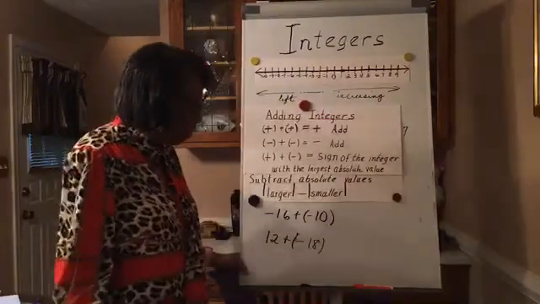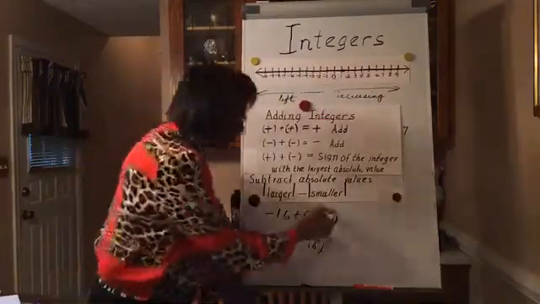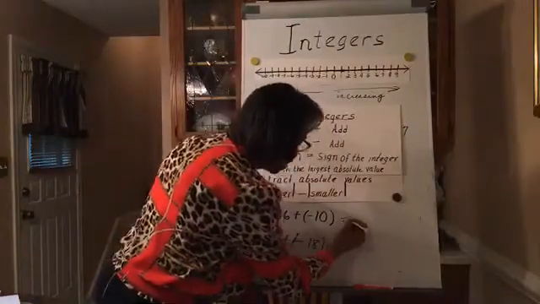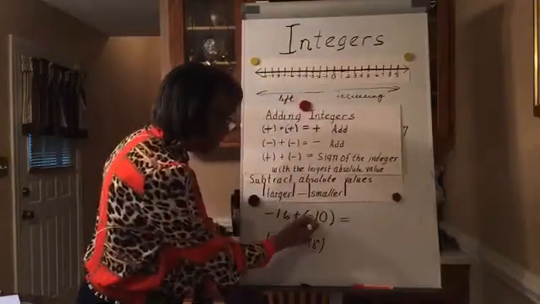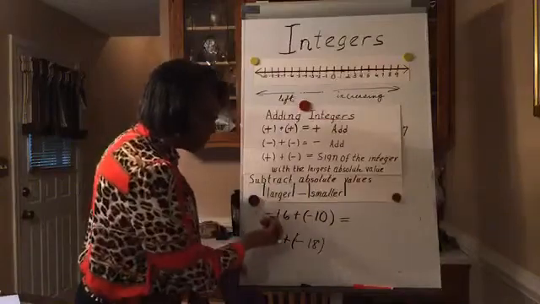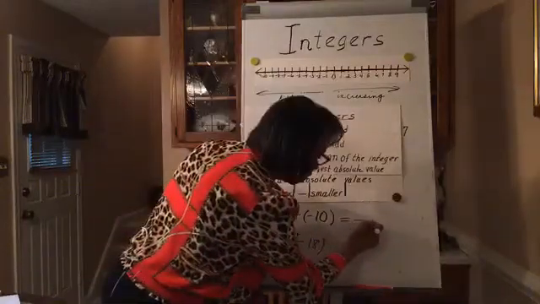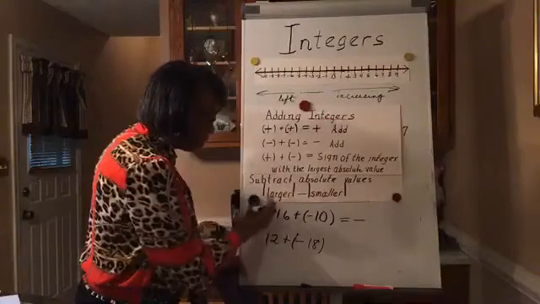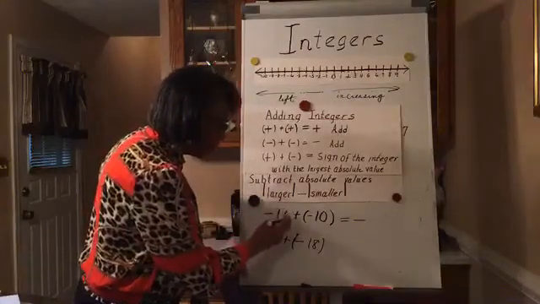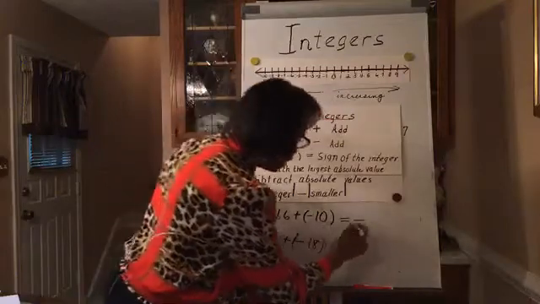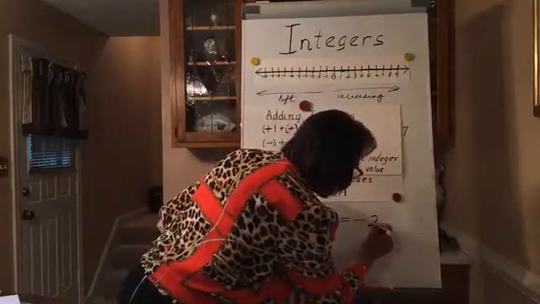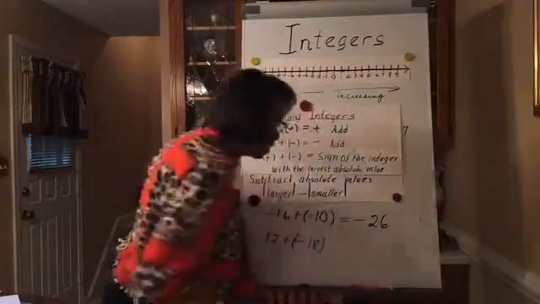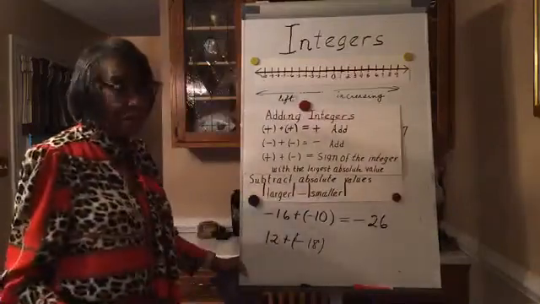I'm sure everyone has finished the first one by now. Negative 16 plus negative 10. The sum is negative because both values are negative, and we add the absolute values. 16 plus 10 is 26. So the sum is negative 26. Do not say minus 26.